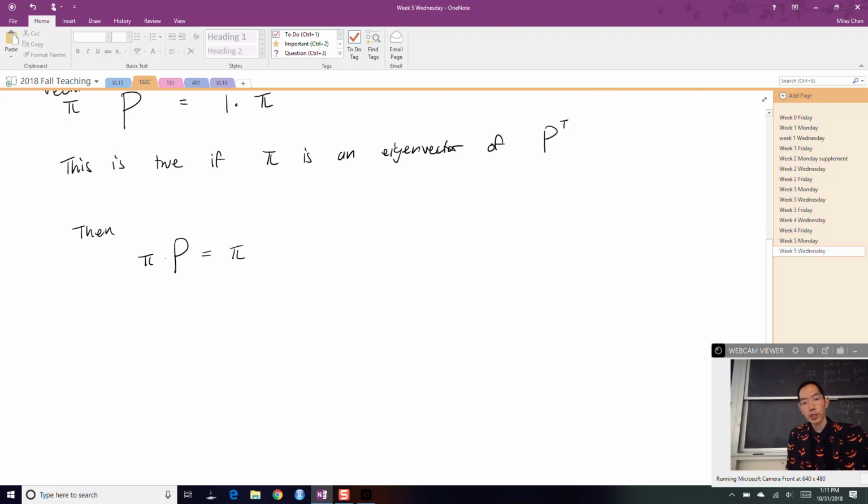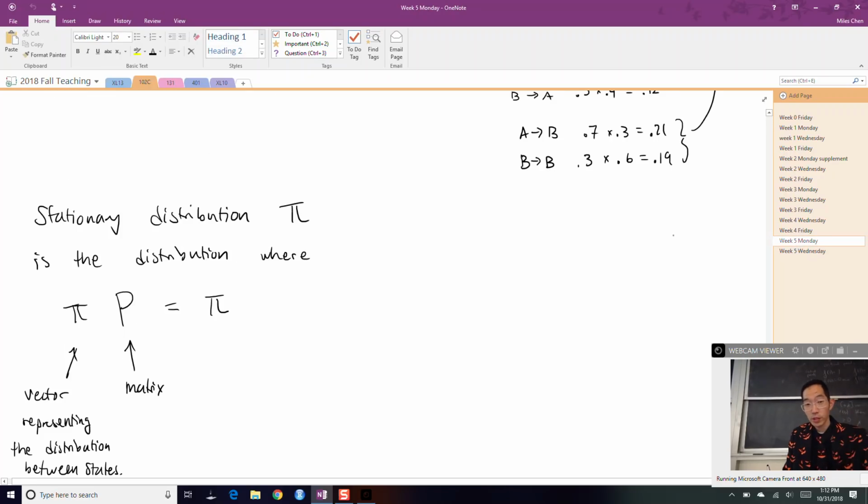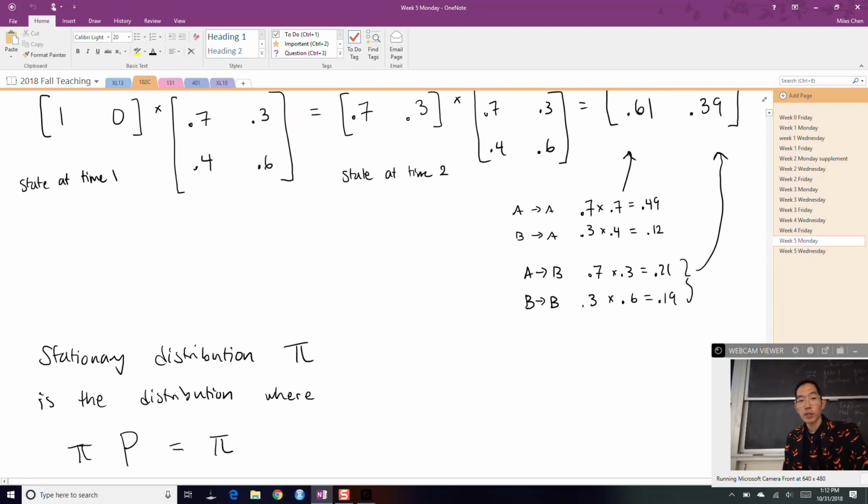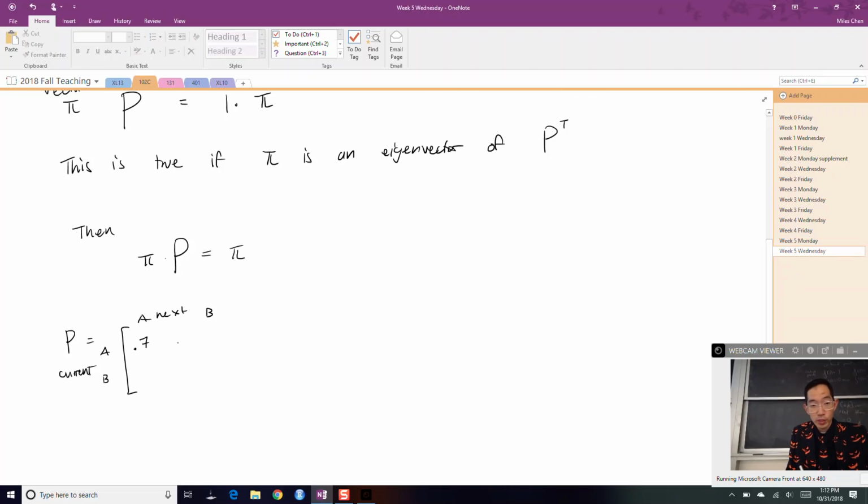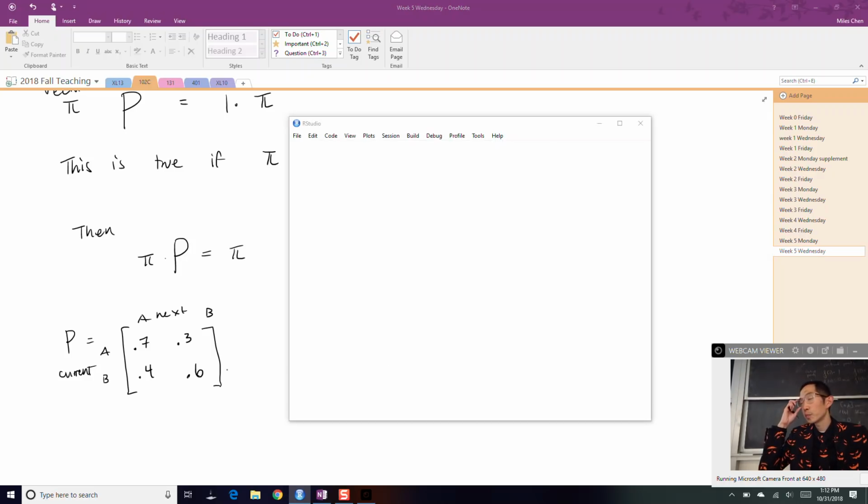And so earlier we had our transition matrix P, from our current to our next states, A and B, with values 0.7, 0.3, 0.4, 0.6. Okay, so then we'll just ask R to find the eigenvectors of P transpose, and that will give us the stationary distribution.